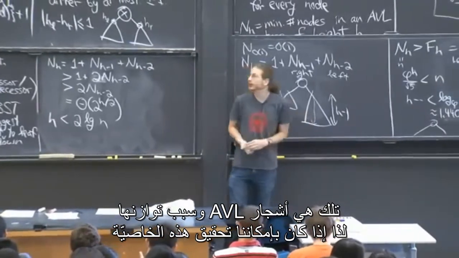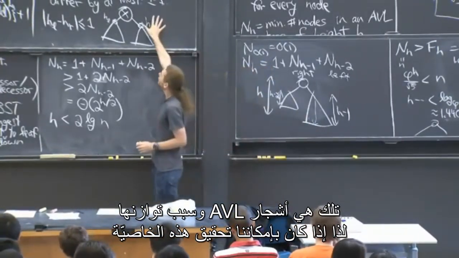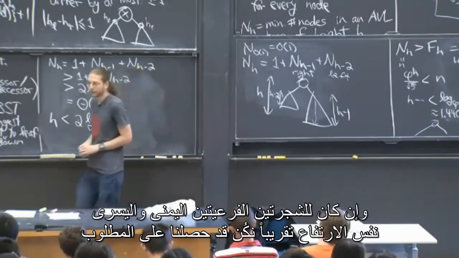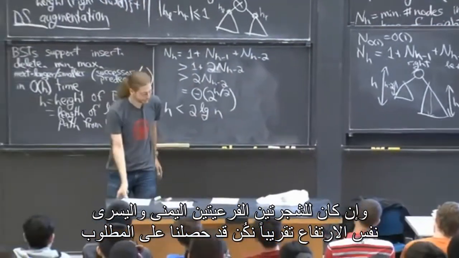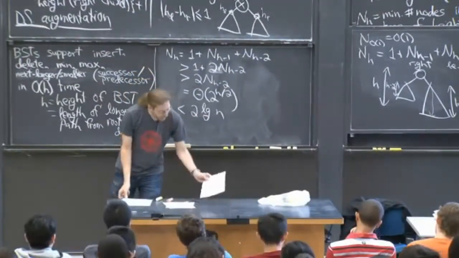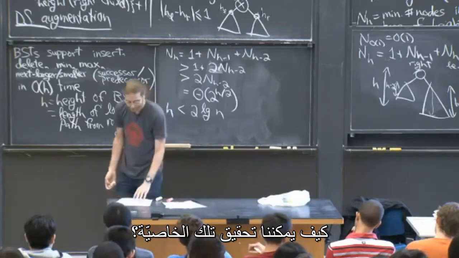And so if we could achieve this property, that the left and right subtrees have about the same height, we'll be done. So how do we maintain that property?